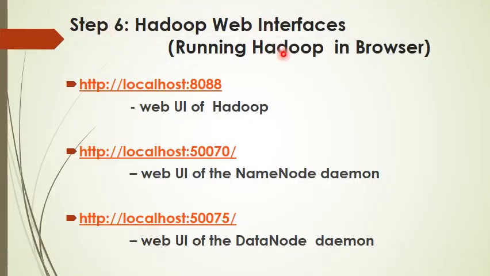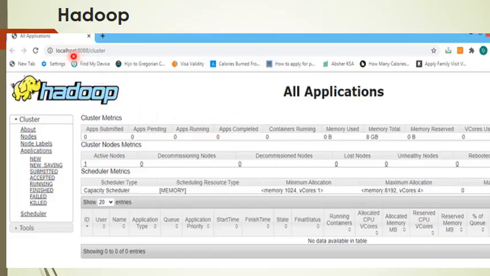Now let's run our Hadoop in the browser. We have a couple of interfaces available here. Localhost 8088 runs the web user interface for Hadoop. 50070 is for the namenode daemon service, and 50075 is for the datanode daemon. Enter in the web browser localhost 8088 and the screen will appear. If the screen appears, it means your Hadoop installation is successful.